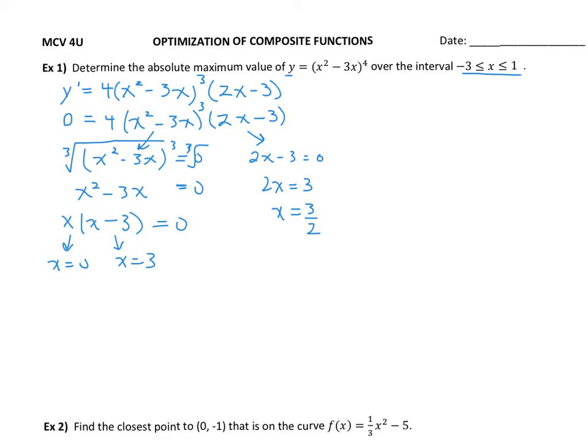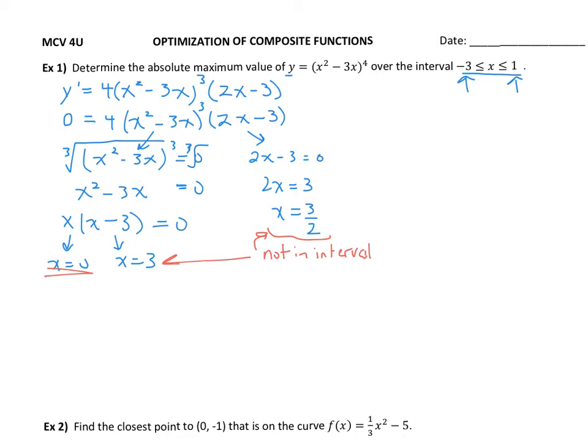Now, within our interval, we've got an endpoint at -3, and our other endpoint is at +1. In terms of the critical numbers that we have found, this is not in the interval. Not in interval. And likewise, this is not in the interval either. Okay, so either of those are not in the interval. So the only one we need to worry about is x equals 0 here.